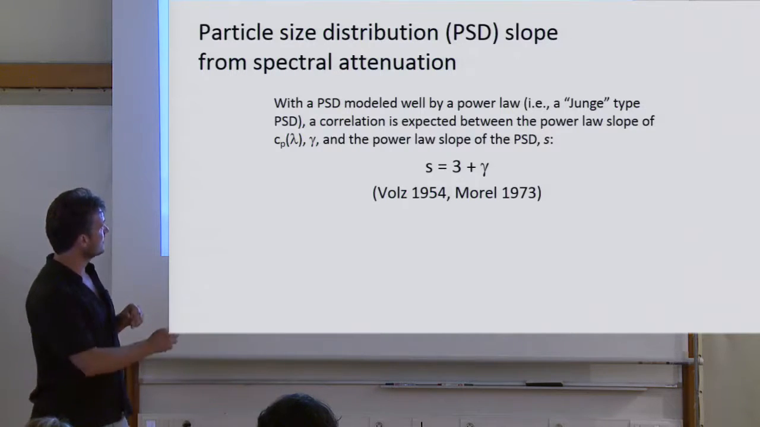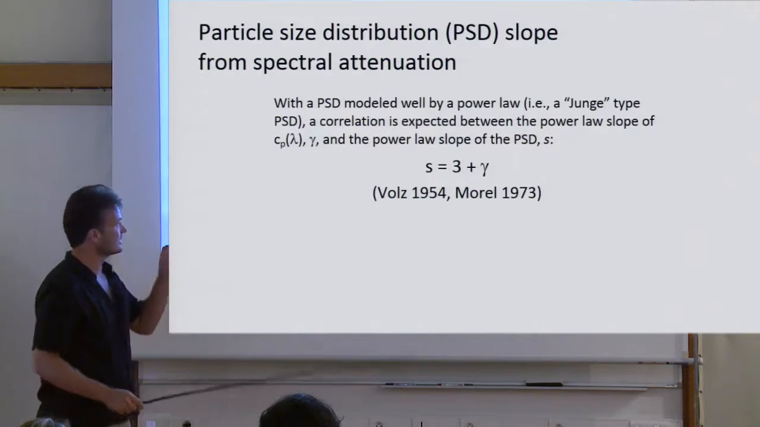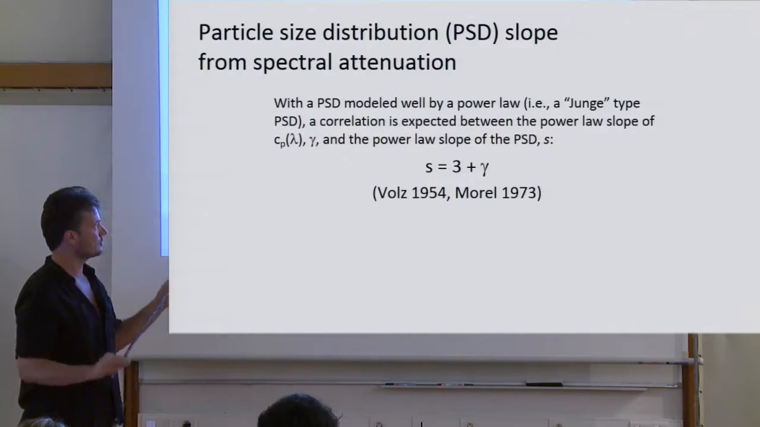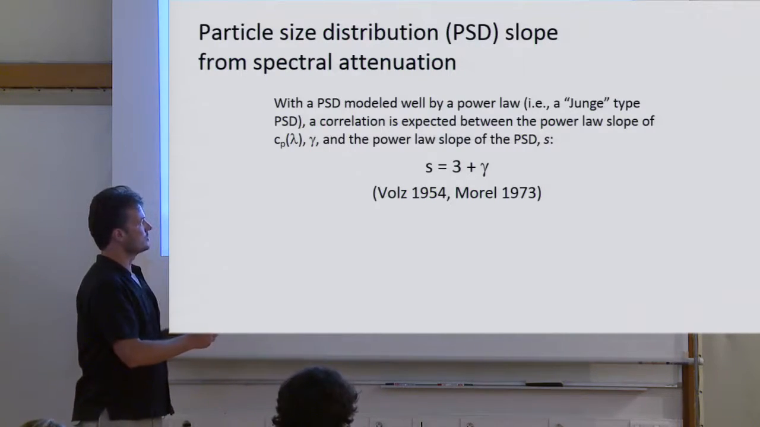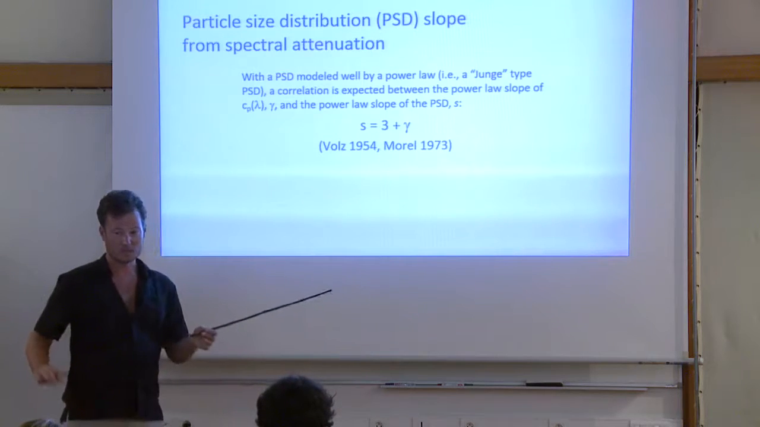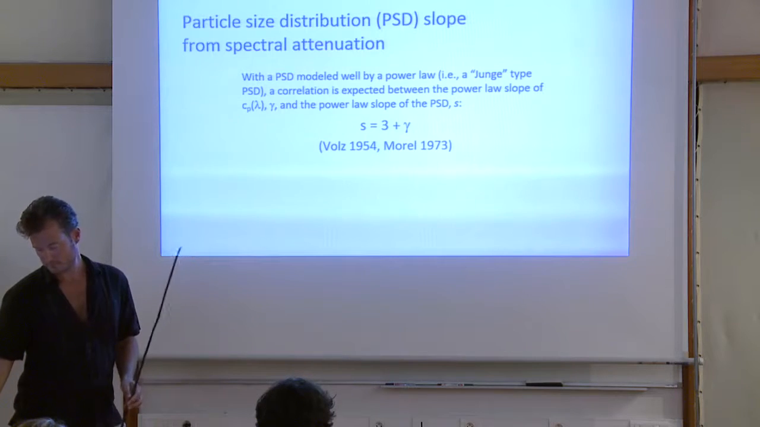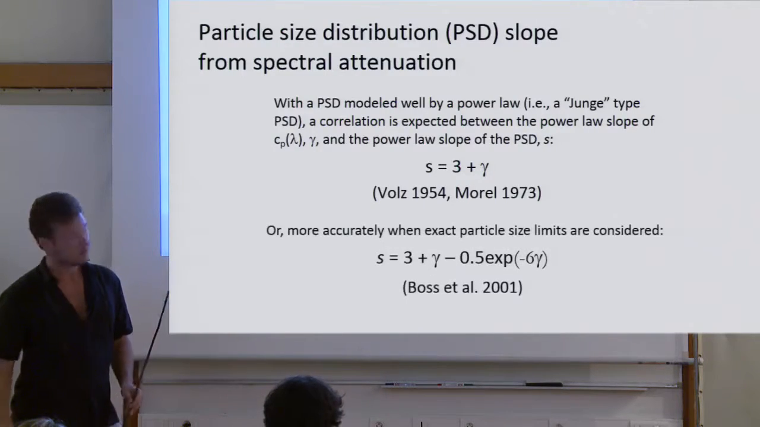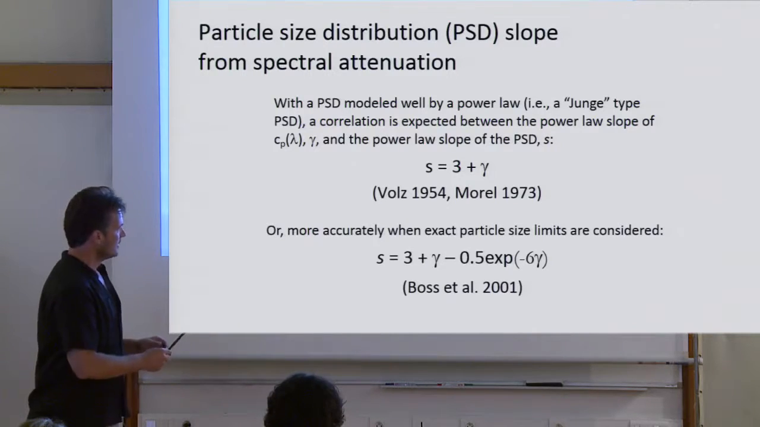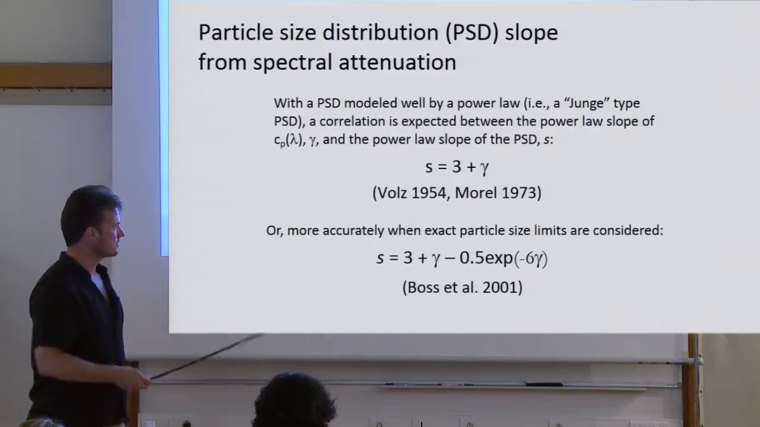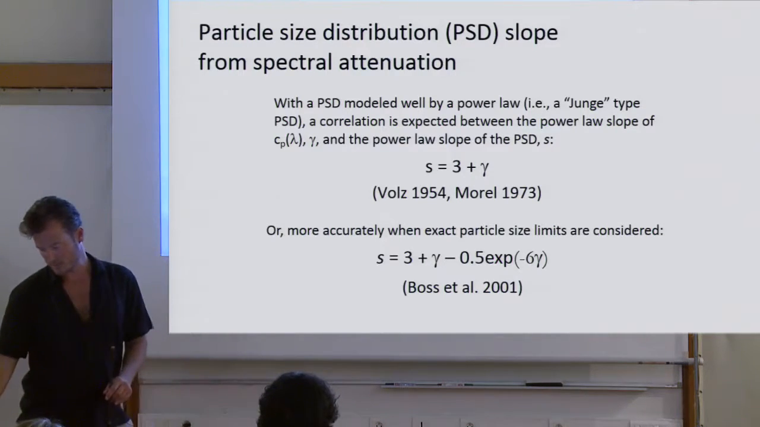But if you assume, for the particle size distribution, a power law, also known as a Junge-type slope, or Junge-type relationship for a PSD, then you expect this very, very simple relationship between the slope of the attenuation spectrum, the slope of c, and the slope of the power law. And then in 2001, Boss et al. put finite particle size limits in those calculations and came up with this extra term in the relationship.